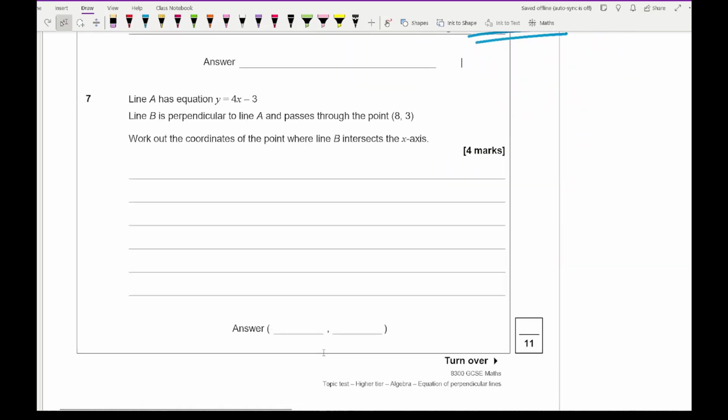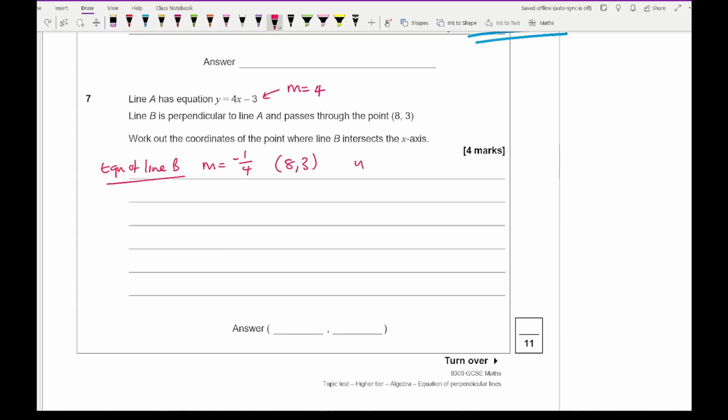Moving on to question 7, it says line A has the equation of y equals 4x minus 3. Line B is perpendicular to line A and passes through the point of 8, 3. Work out the coordinates of the point where B intersects the x-axis. So first things first, what we need to do is recognise that line A has a gradient of 4. Now in order to work out line B, what I need to do is work out the equation of line B. Now the facts I know is that the gradient is going to be the negative reciprocal of the gradient of line A, which is minus a quarter, and it passes through 8, 3.